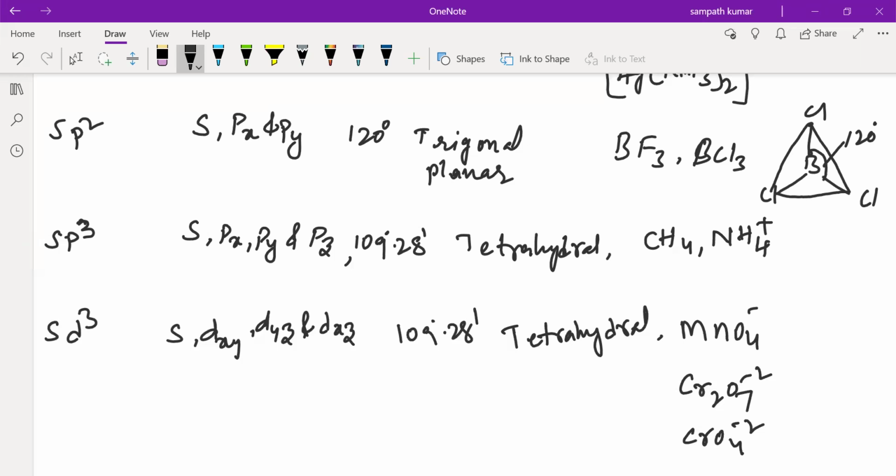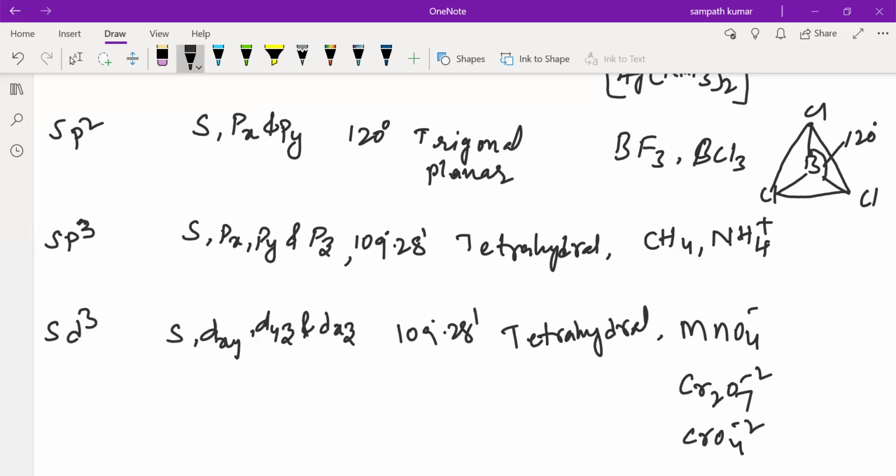sd3 hybridization. The dxy, dyz, dxz orbitals: are they planar orbitals or axial orbitals? Planar, sir. Planar. Always there are two axes, xy, yz, zx.